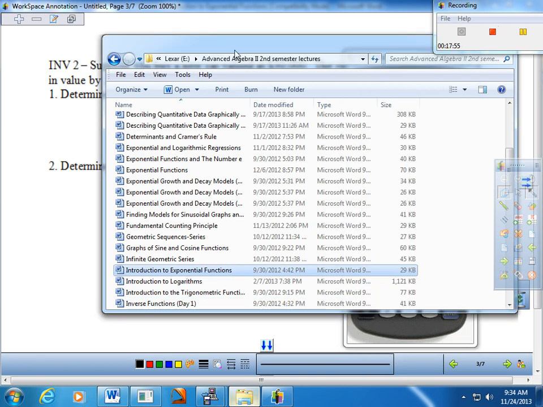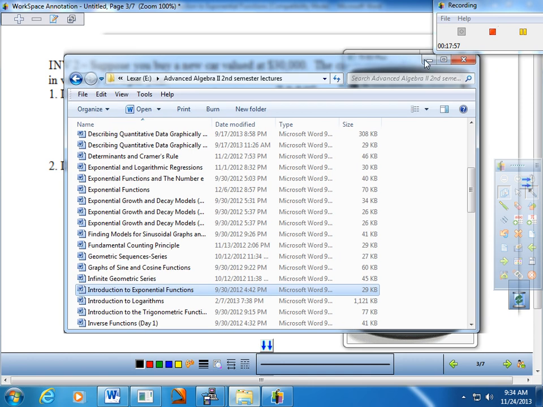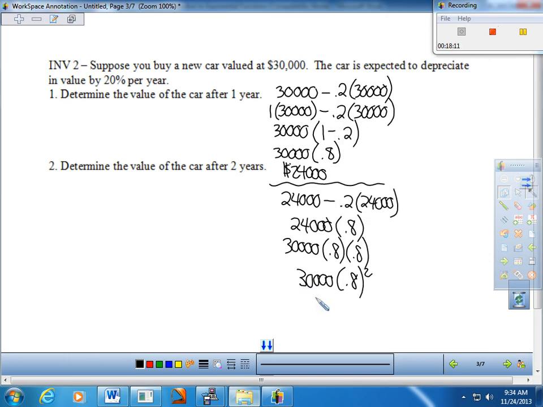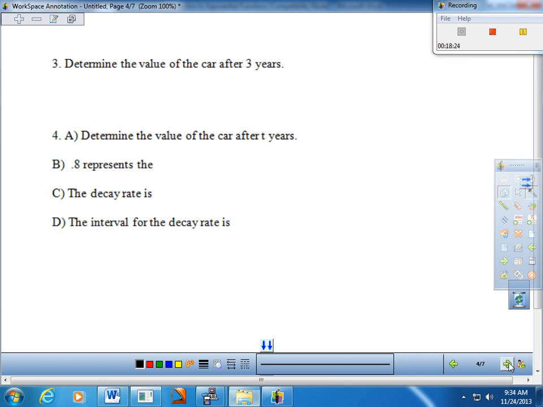So, all right, let me get rid of this piece right here. There we go. Okay, so we've got the 30,000 times 0.8, and in this case squared. And so 19.2. Did it lose $6,000 this year? Nope. Less than that, because we're taking 80% of a smaller value. All right, let's go to the next one. Starting to come together, hopefully.